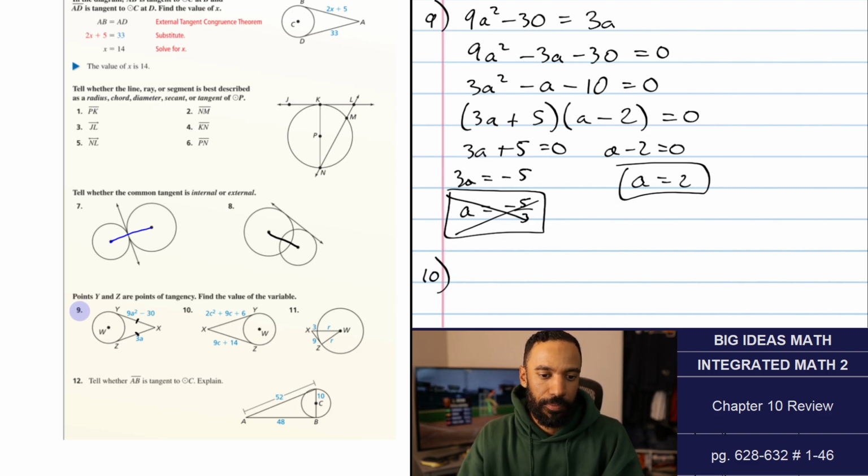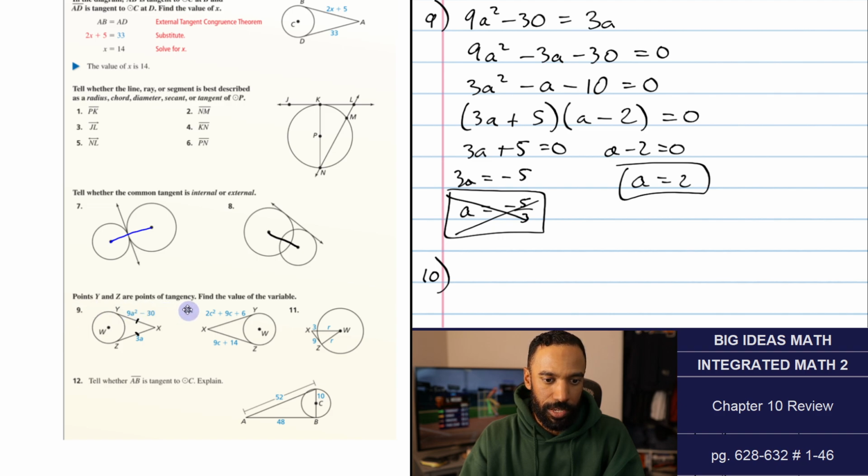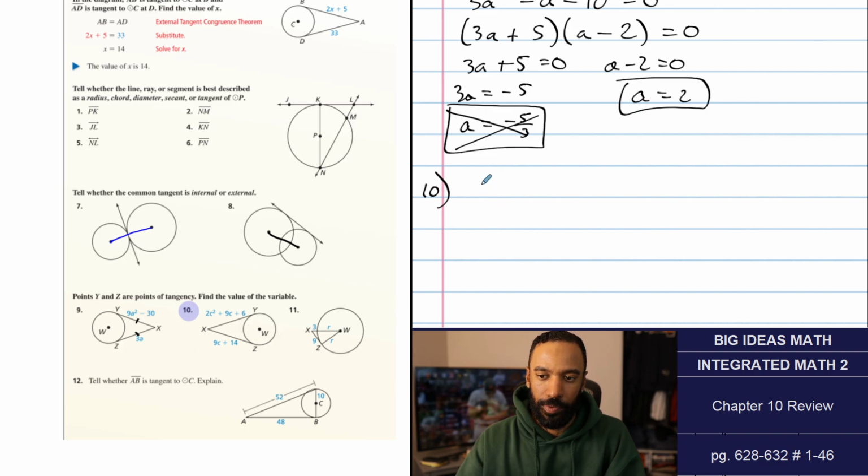All right, let's jump to number 10 with that in mind. It looks like another quadratic, but possibly an easier one, for reasons I'll state when we get into it. So number 10, we get to set these two equal to each other again. We get 2c squared plus 9c plus 6 equals 9c plus 14.